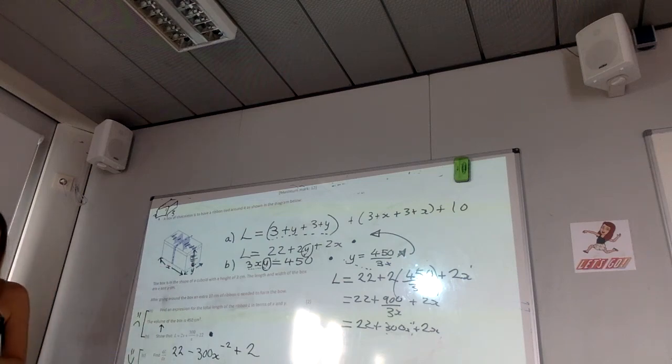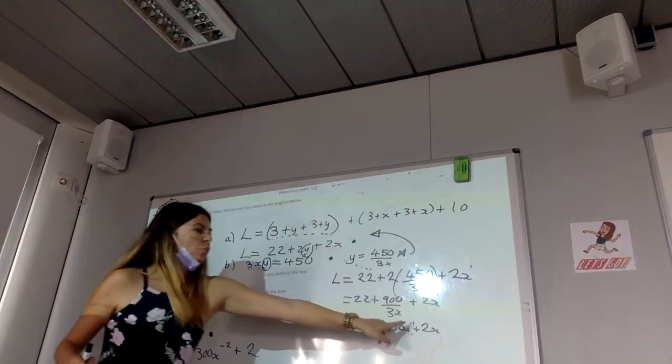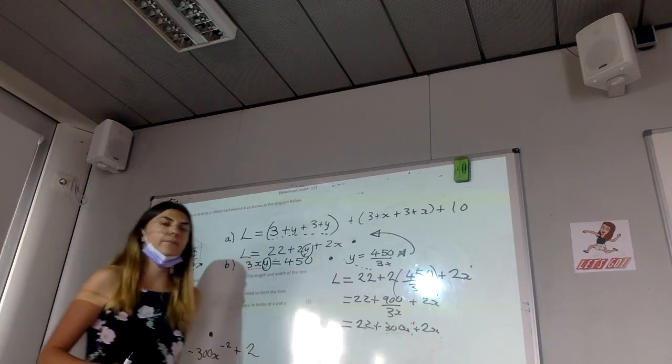Yes, when you have a number alone, are you supposed to not write it? Wasn't it 0? Yeah, thank you. And why is it minus 300? Because it's a minus 1. Oh, yeah.